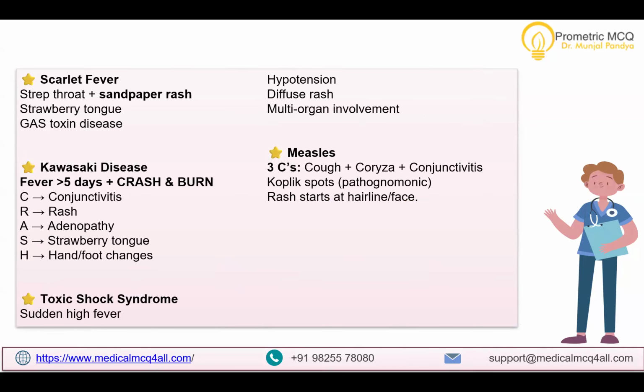See here, this is the main thing that we see. Scarlet fever is going to have a sandpaper rash, a strawberry tongue, then a toxin. Then Kawasaki disease: the fever is going to be more than 5 days, and the patient comes to you with conjunctivitis, rashes, adenopathy, strawberry tongue, hand and foot changes. So always remember, CRASH is the mnemonic plus burn. Burn is your fever. Then you have toxic shock syndrome, with sudden high fever, hypotension.